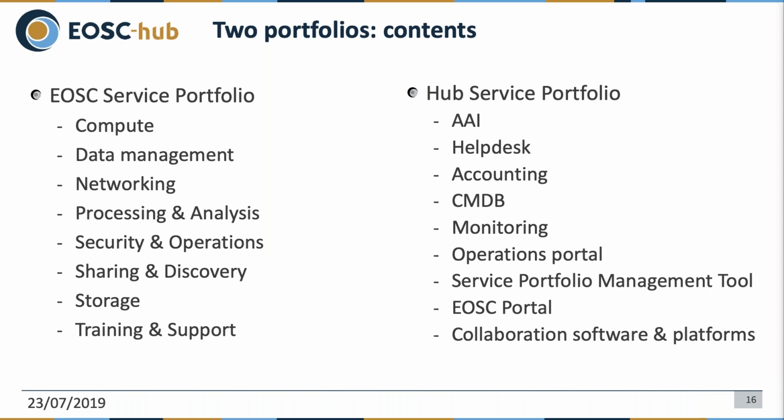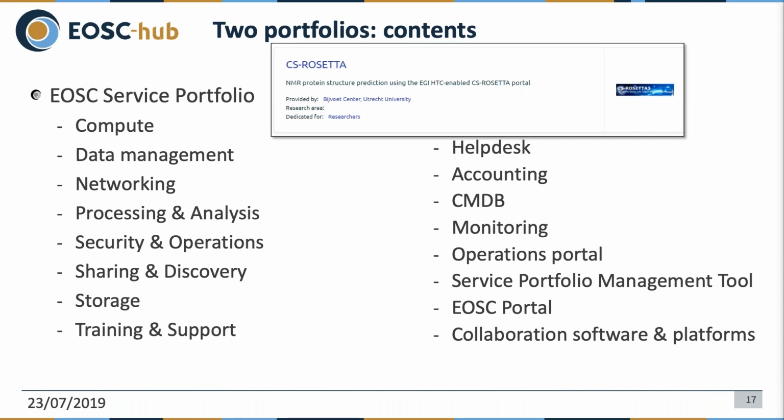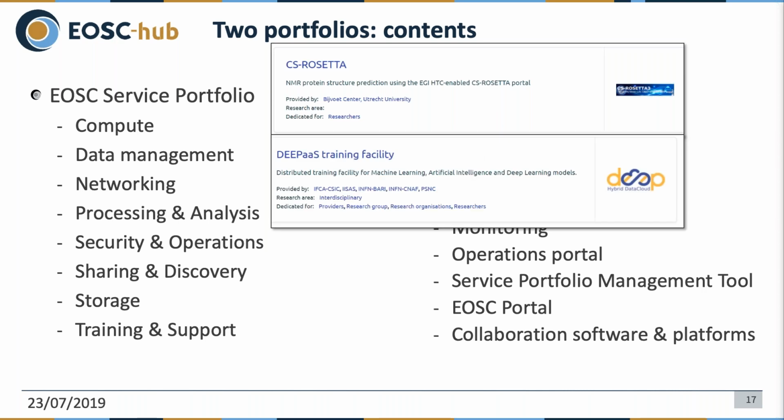So this is what's in these two portfolios in general, but to give you some idea of what's in the EOSC service portfolio, the external services, I just pulled a couple out from today. So here we have CS Rosetta. This is a thematic service which predicts protein structures from NMR data. And this is from the guys in Utrecht. This is part of the WeNMR community, which is a big community within EOSC. So this is one external service.